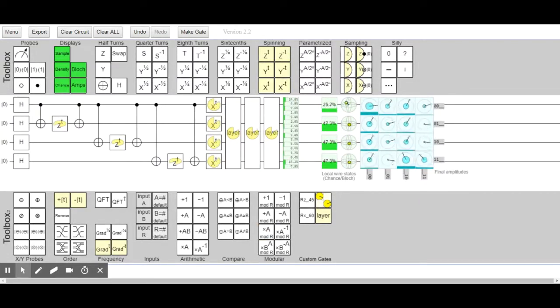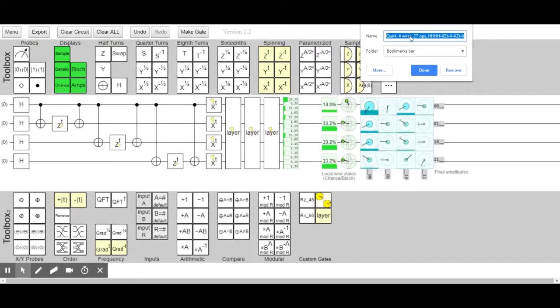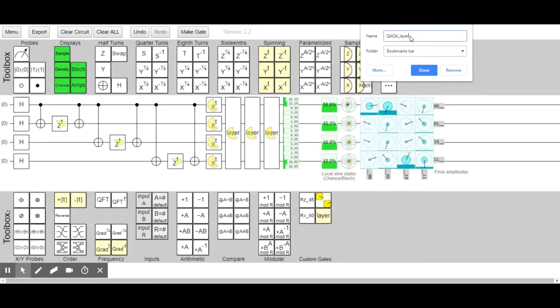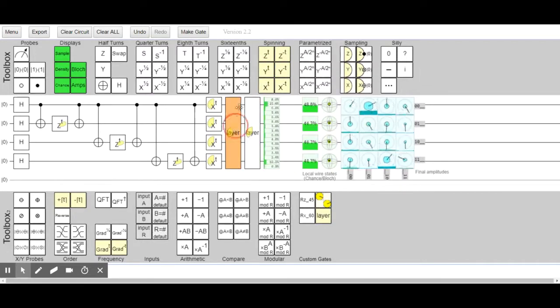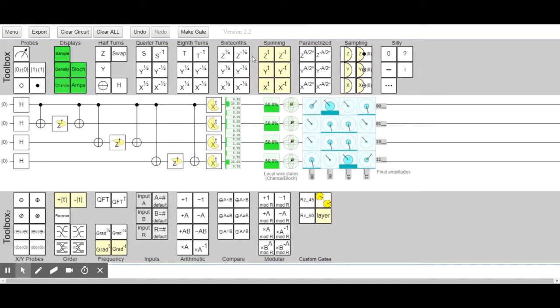Cool. I'll just bookmark that as well. I should really have a QAOA layer. I think I should just keep those things as a library. I don't know if they're correct, but I think it's helpful to see it this way. I really love this. Okay, cool.